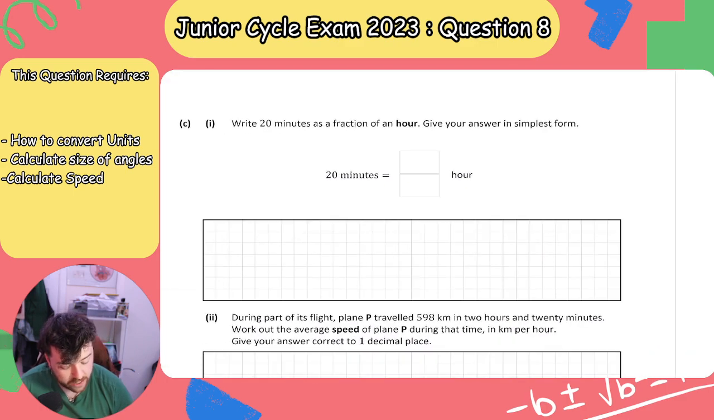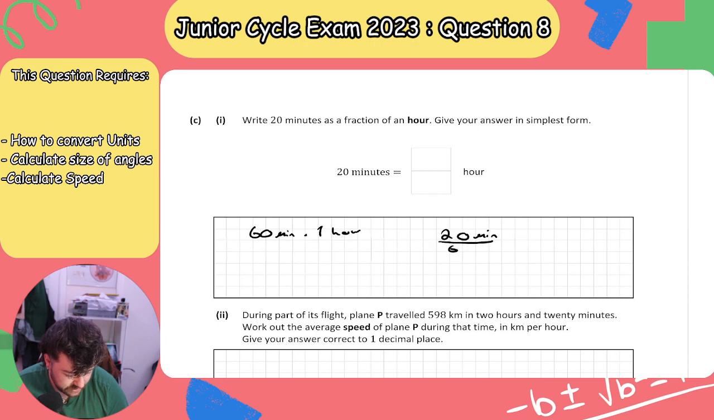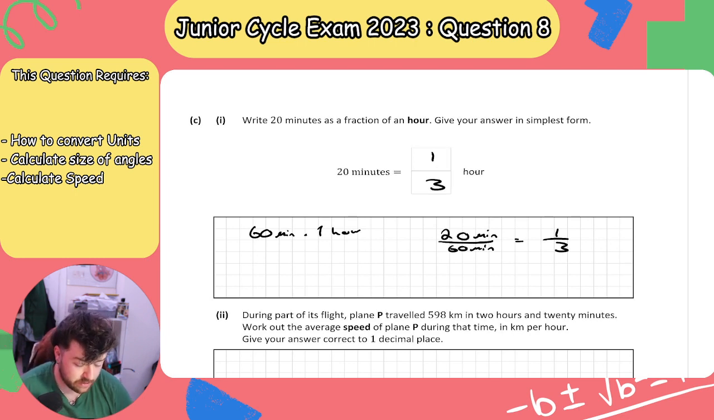Part C, write 20 minutes as a fraction of an hour. Give your answer in the simplest form. Well, there are 60 minutes in 1 hour. So it's 20 minutes over 60 minutes, and that would be 1/3. So 20 minutes is 1/3 of an hour. So that was a nice, easy part.